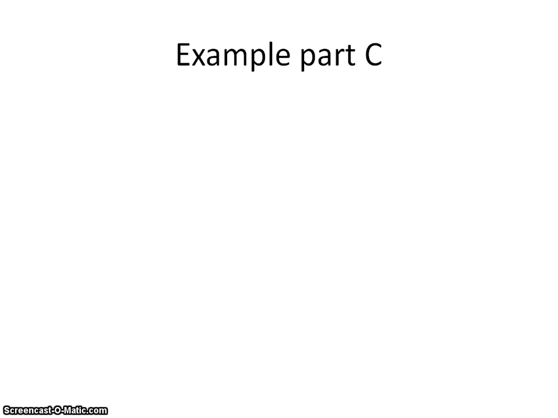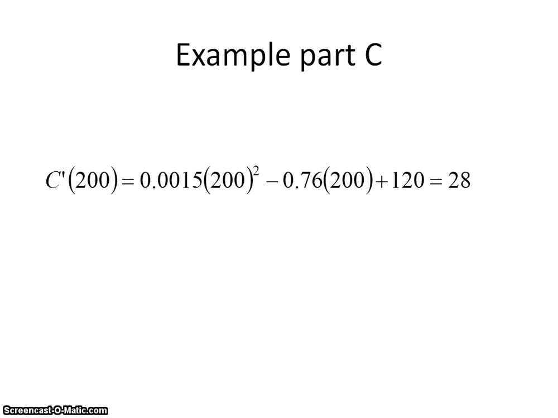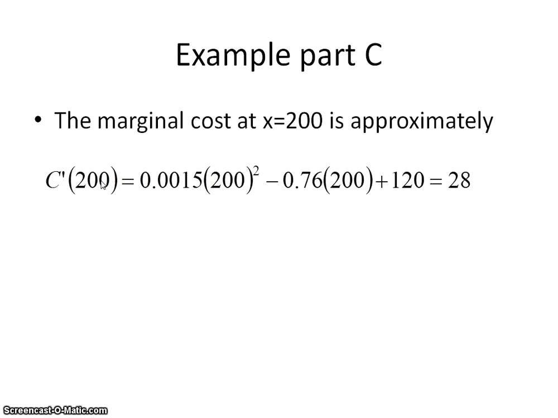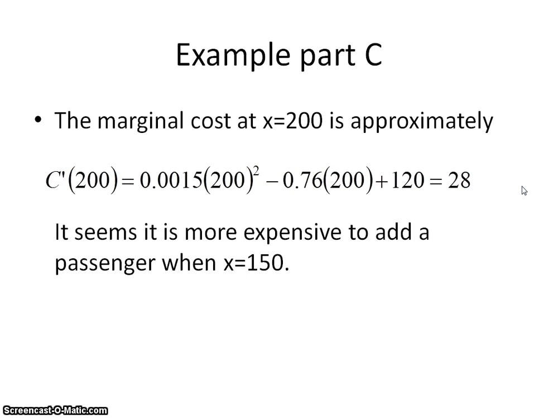Alright, in part C, we want to decide if it's cheaper to add one when there's 200 people or 150 people on the plane. So, to find the marginal cost at x equals 200, we take the derivative evaluated at 200, and we get $28. So we see that $28 is less expensive. So it's more expensive to add people on the plane when there are 150 passengers.